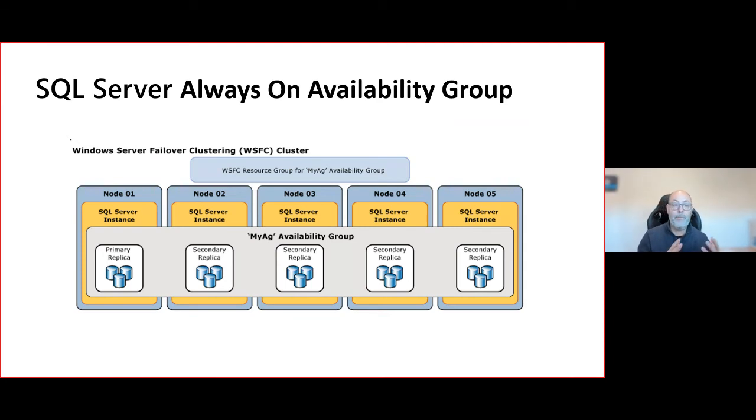And eventually, if we need to fail over, a failover in this case is basically a switch of roles. The one that is primary will become secondary, and one of the other secondaries will become the new primary. Again, here we have the concept of a listener for the availability group that will allow us to have a virtual name and a virtual IP address.